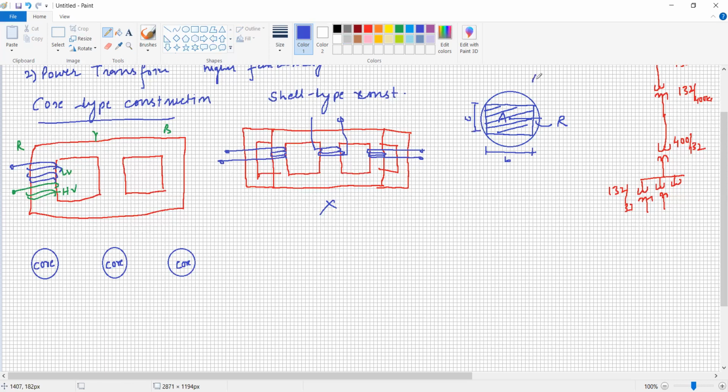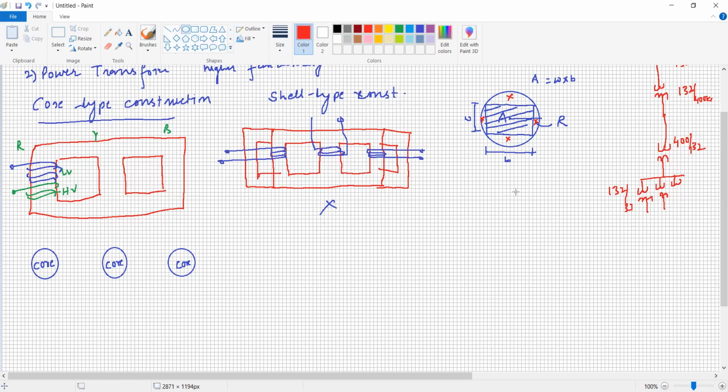So area is equal to W into B. This is the net iron area we are using. And such type of construction gives an air gap over here. This is the air gap. This is the air gap. This is also the air gap, which will increase the leakage flux in the primary winding and secondary winding.